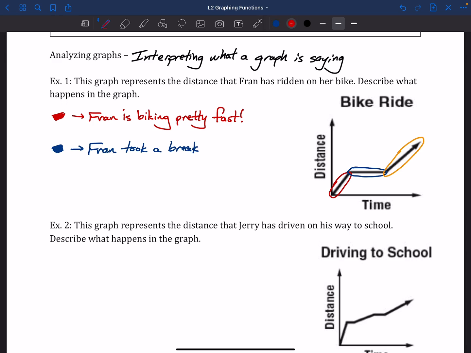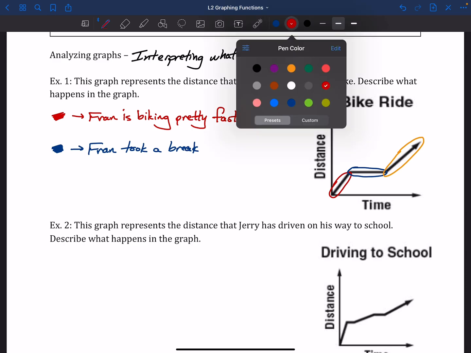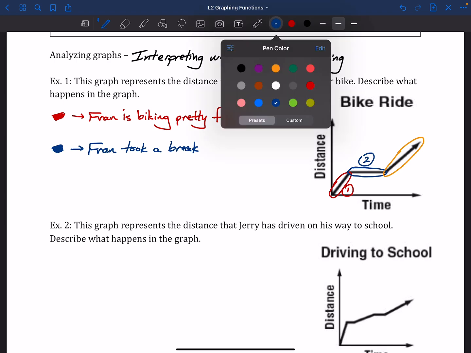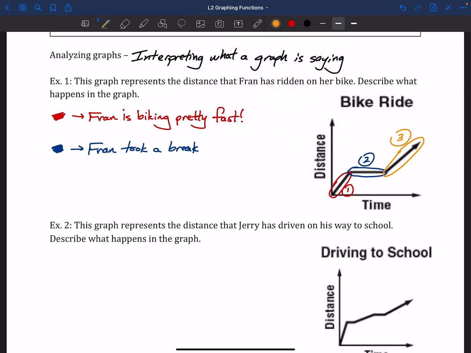Something I forgot to mention a minute ago is that if you don't have infinitely many colors at your disposal like I do on here, I might suggest putting a little 1 down there, a little 2 near that part, and a 3 over by the third piece. That helps organize your work and know which one you're talking about. This is 1, this is 2, and this last part that we're about to talk about is number 3. That is an option for you. When we get to that orange piece, that last part, we're now traveling forward again.